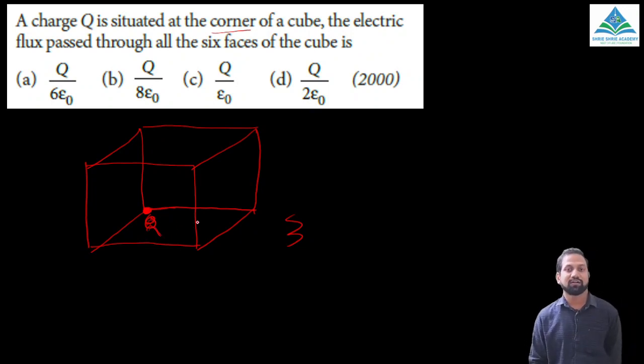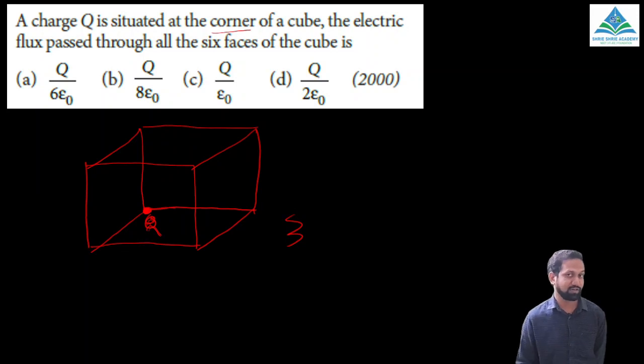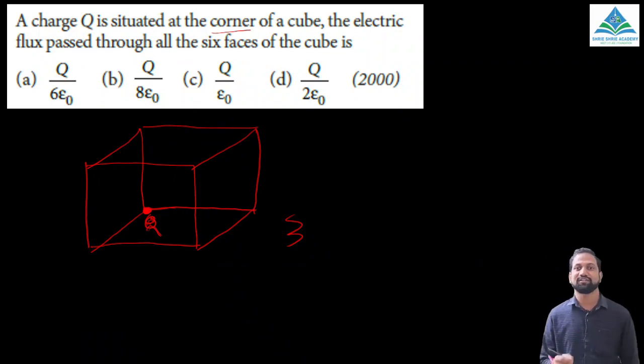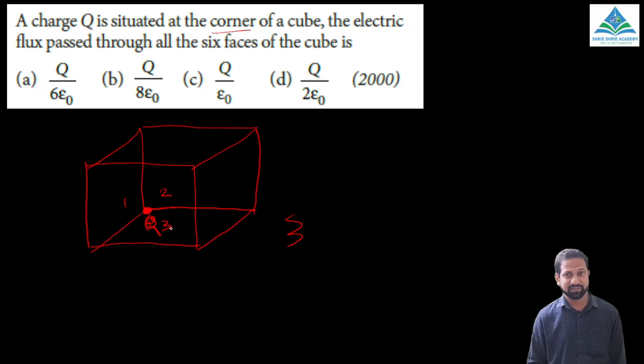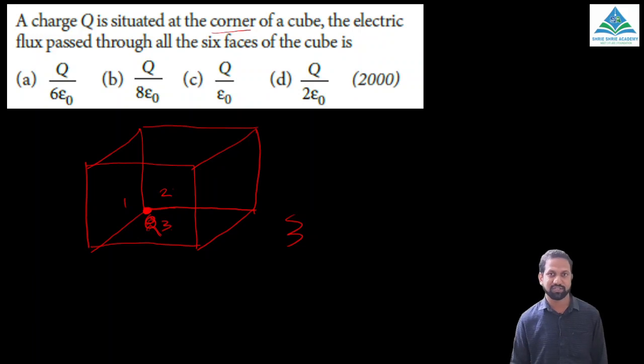Remember, while calculating the total flux or any flux, as I told you already in this class in the beginning, whenever the field line is perpendicular to the surface, flux will be there. Whenever it is parallel, no flux will be there. So capital Q is in contact with the 3 surfaces, 1, 2, 3. It is not in contact with the 3 more surfaces, because a total of 6 faces will be there. So the 3 surfaces which are in contact with capital Q will not have flux. Understand? Only the 3 remaining will have the flux.